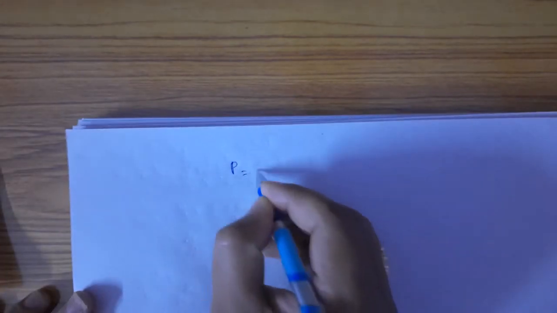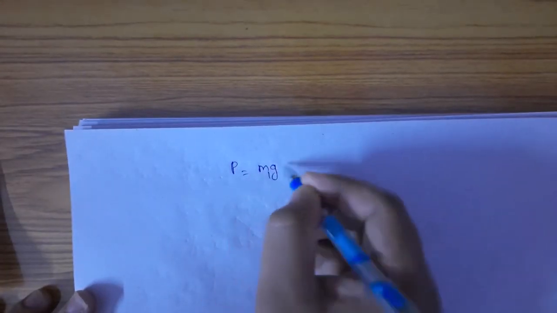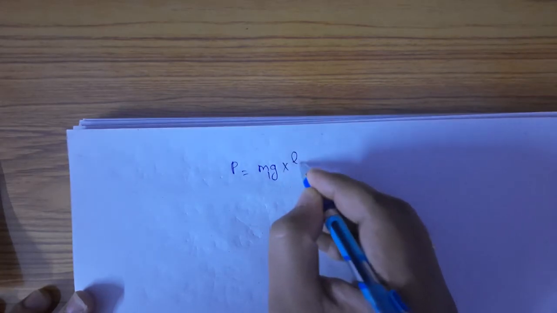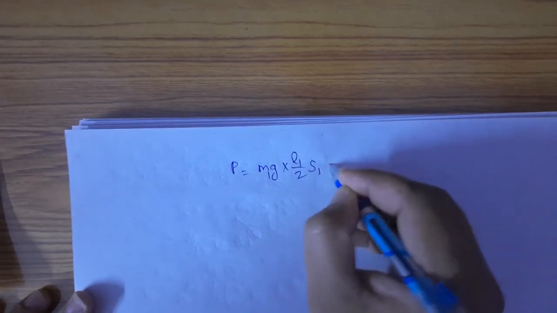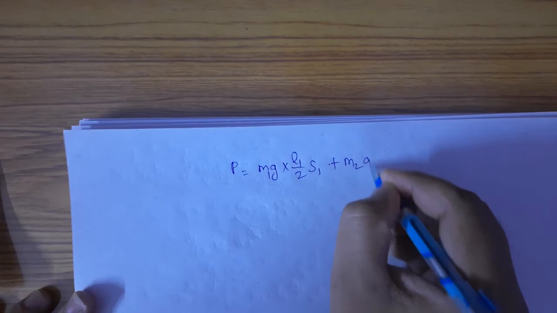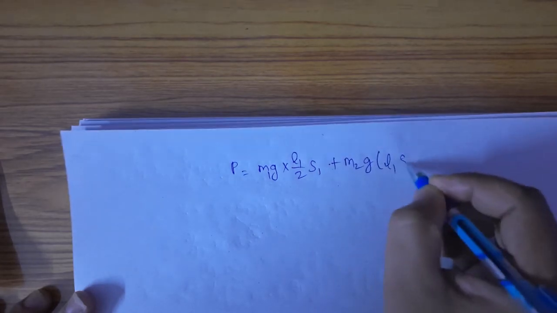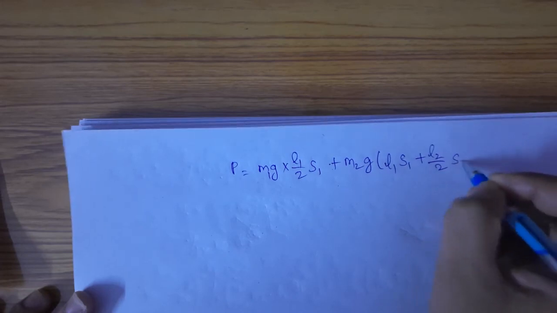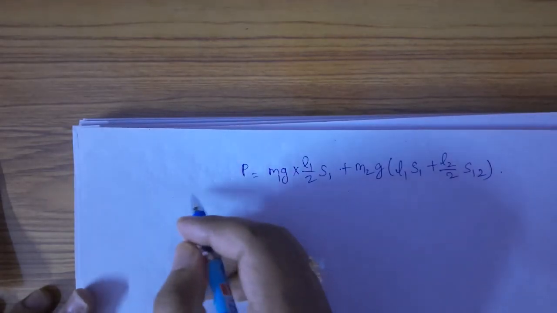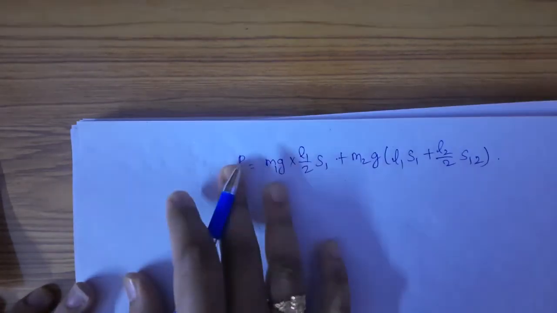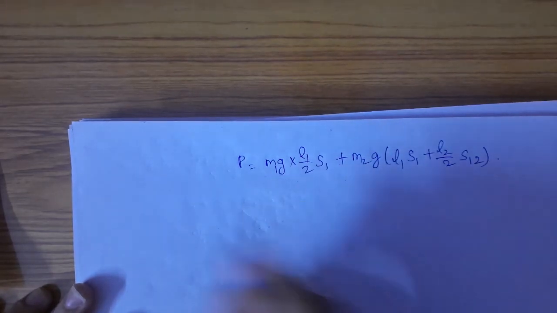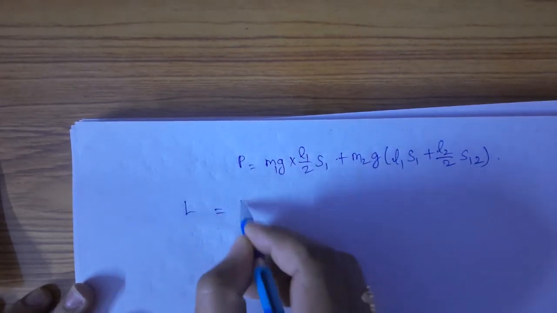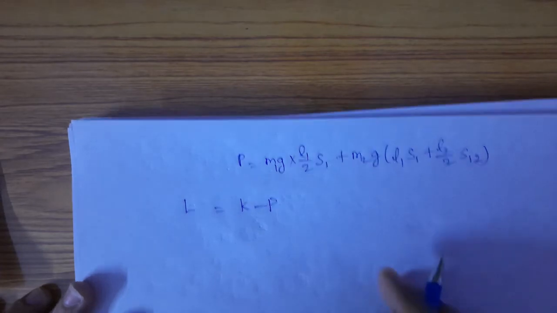So potential energy P is equal to m1 g into L1 by 2 sine theta 1 plus m2 g into L1 sine theta 1 plus L2 by 2 sine theta 1 plus theta 2. After that we will be putting the whole thing in the Lagrangian equation, L is equal to kinetic energy minus potential energy.